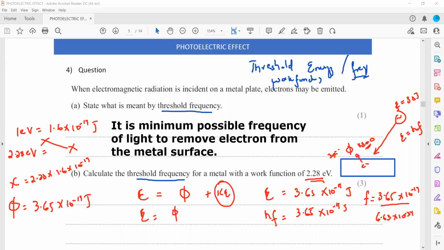So when we divide these two, we'll get the minimum possible frequency to remove this electron out from the metal, and that is 5.5 into 10 to the power 14 hertz. So that is the frequency of the photon, or the frequency of the incident light, which we need to just remove this electron out. To increase the kinetic energy, the frequency should be more than this value. But this is the minimum possible frequency needed to remove this electron out from the metal surface. Is it clear?